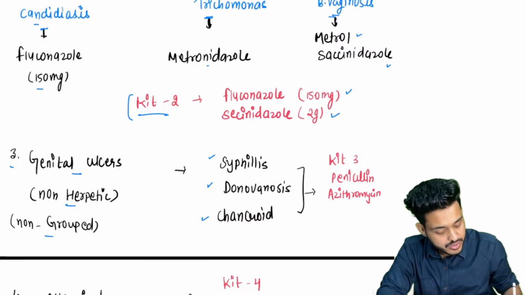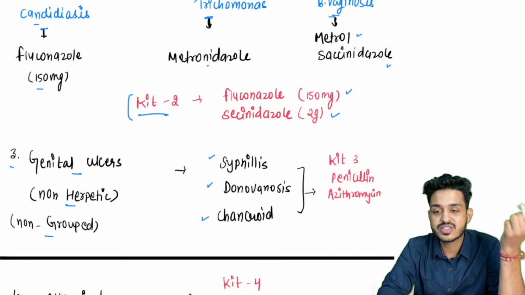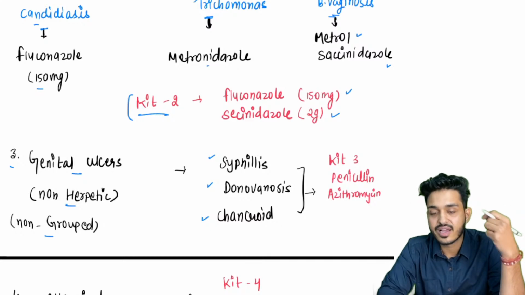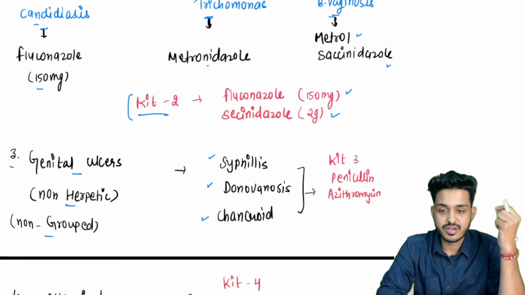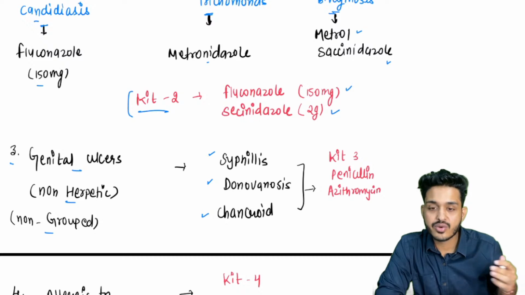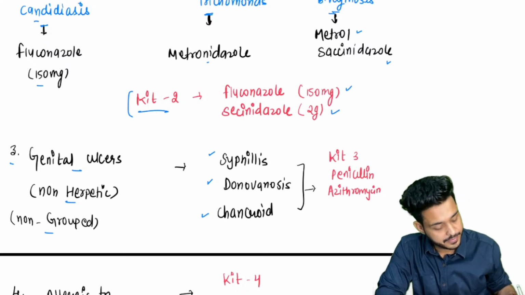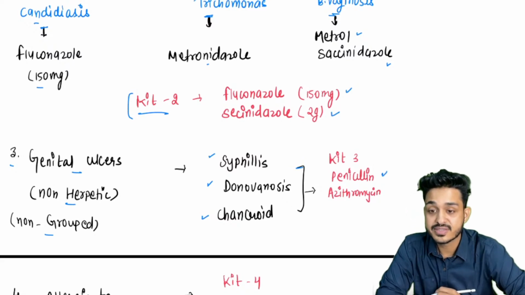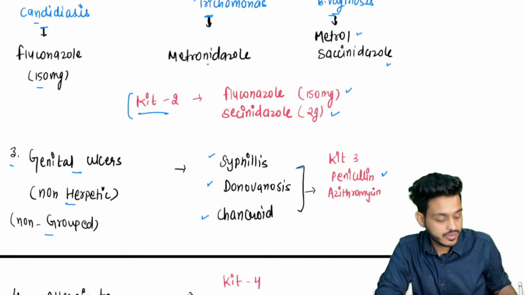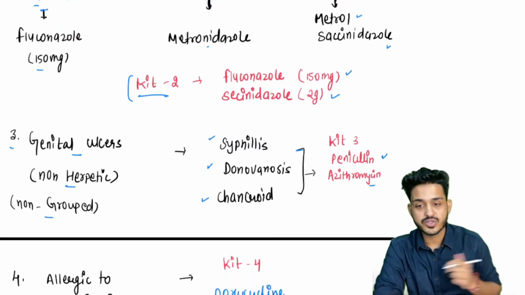So what we need to do, for syphilis the drug of choice would be penicillin. In all the cases of syphilis we are using penicillin; except neurosyphilis, in other cases we are using benzathine penicillin. In neurosyphilis we are not using benzathine, we are just using aqueous penicillin. So penicillin is the drug of choice for syphilis. For donovanosis and chancroid we can use azithromycin. Donovanosis or chancroid, my drug of choice would be azithromycin.